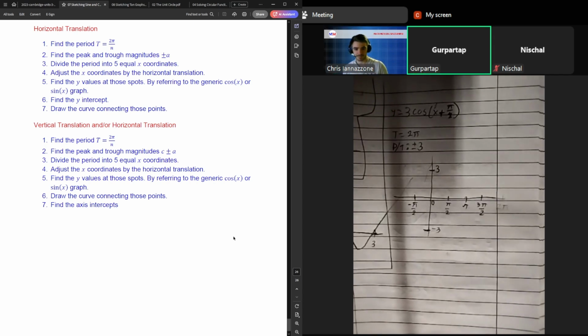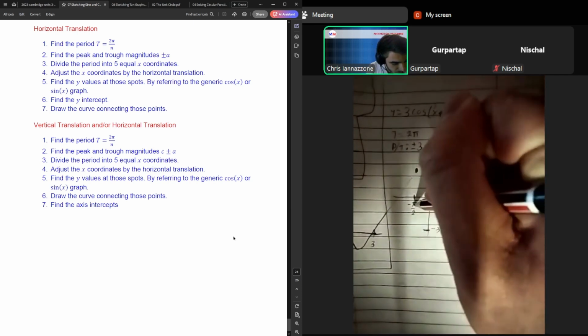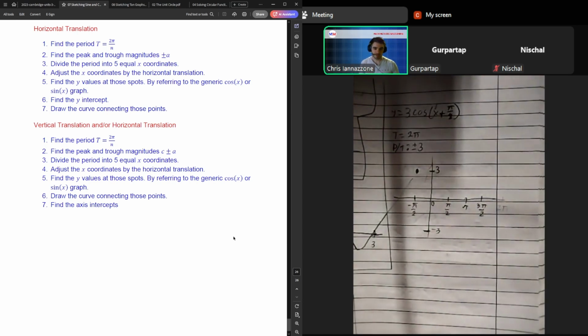It would be at the peak. At the peak, yeah. Cos always starts at a peak unless there's a negative on it. And so the new starting point being at negative pi over 2 means that we now put a peak on that spot. Where do we go from here to fill out the rest of them?